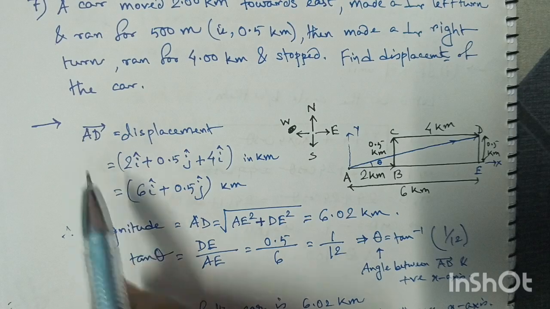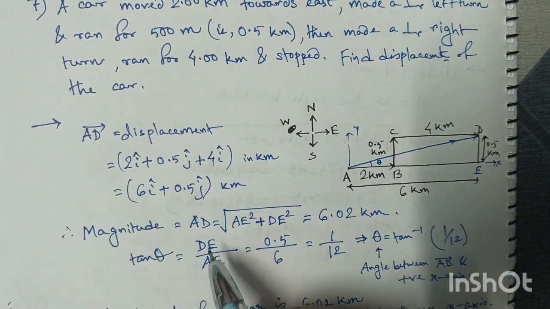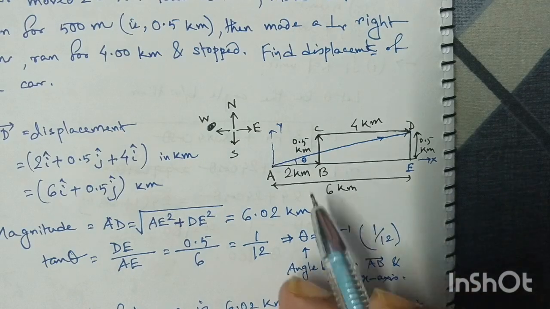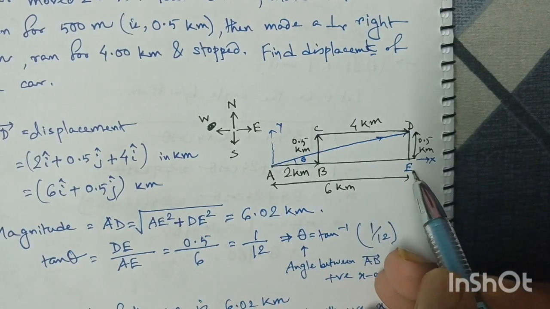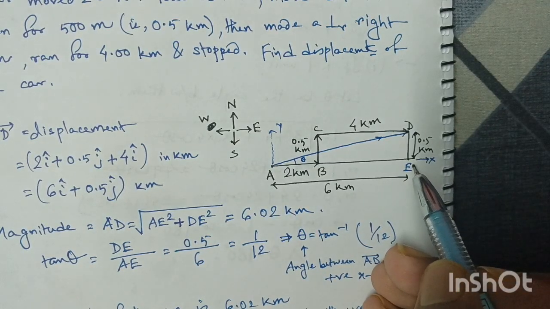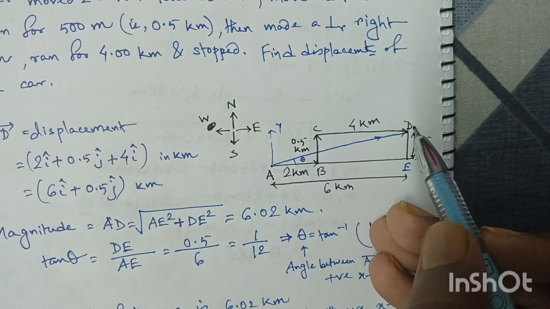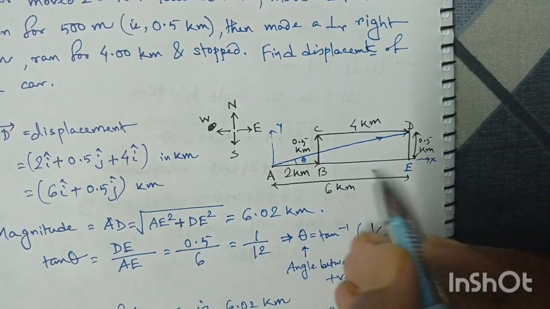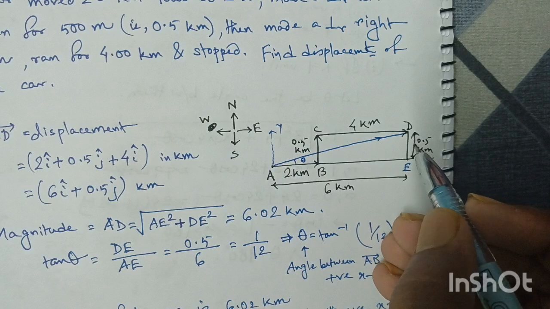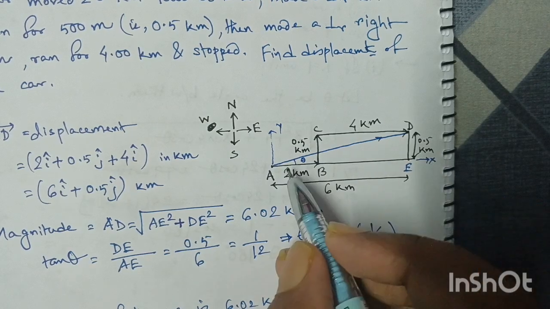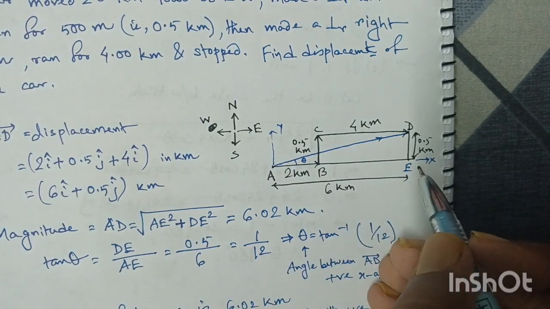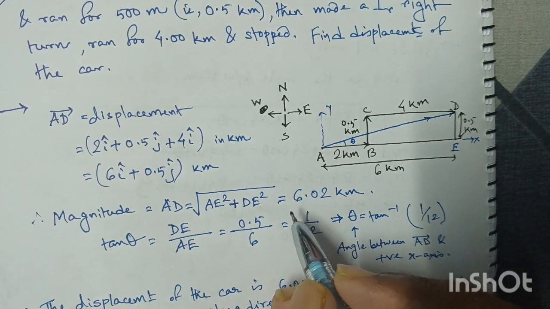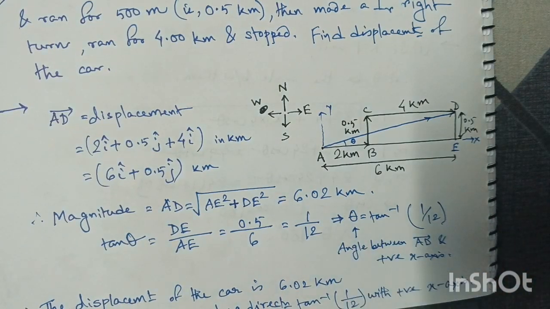So its magnitude AD is equal to root over a square plus d square. Now d is the y component of the displacement, and a is the x component of the displacement. Calculating, we get AD is equal to 6.02 kilometer.